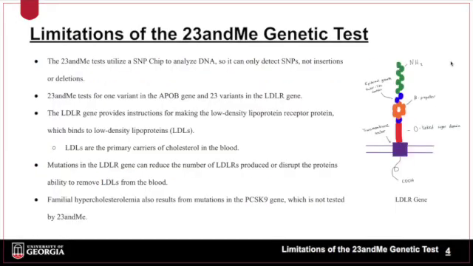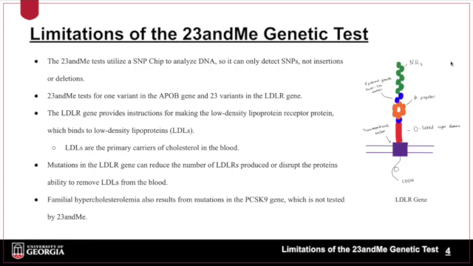23andMe tests utilize a SNP chip to analyze DNA. A limitation of this type of genetic testing is that it can only detect SNPs, not insertions or deletions. 23andMe tests for one variant in the ApoB gene and 23 variants in the LDLR gene, which are linked to having very high LDL cholesterol levels. This is associated with an increased risk for heart disease.